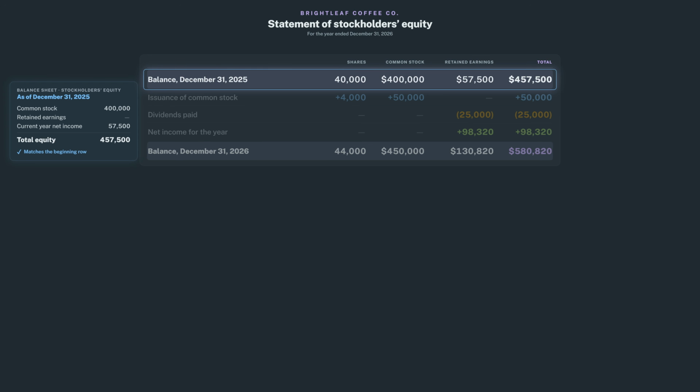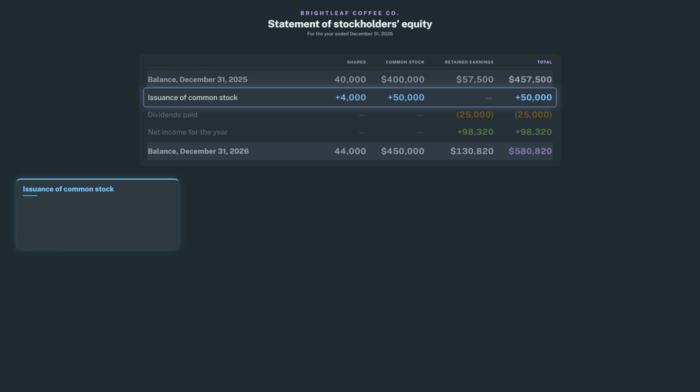So the first thing we can see is that the additional $50,000 in common stock was due to shares issued to owners, maybe either the existing ones putting in new capital or new owners joining the business. If the business had instead purchased a piece of equipment with stock or maybe even paid employees in stock, you'd see a different description, something like acquisition of equipment with common stock or employee stock compensation. But in Brightleaf's case, it was simply a further cash investment in exchange for additional ownership.